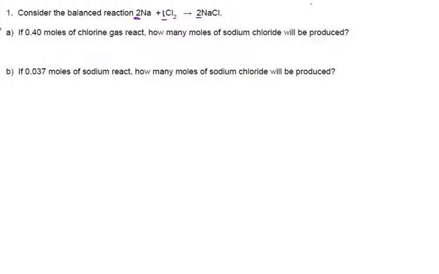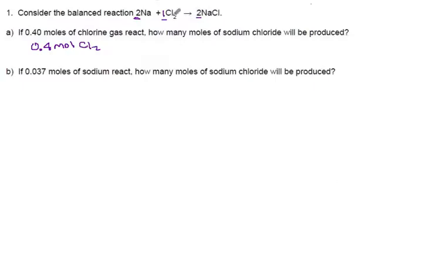So, let's say here, they tell us we start with 0.4 moles of chlorine, and they want to know how many moles of sodium chloride we'll produce. So, compared to the chlorine, which in this reaction is a 1, the sodium chloride is always twice that much. The ratio is 2 to 1. So the fastest possible way to do this is 0.4 moles of chlorine. That's a given.